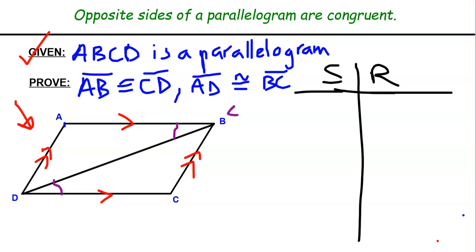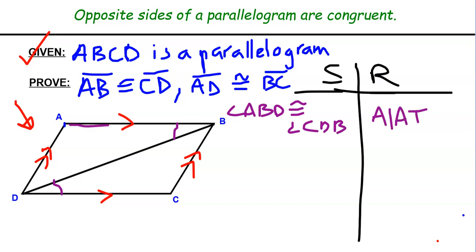And that's that angle ABD is congruent to angle CDB because of the alternate interior angles theorem involving parallel lines AB and DC.